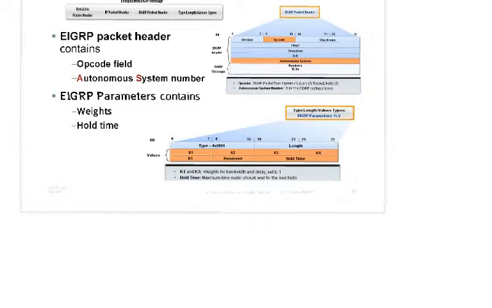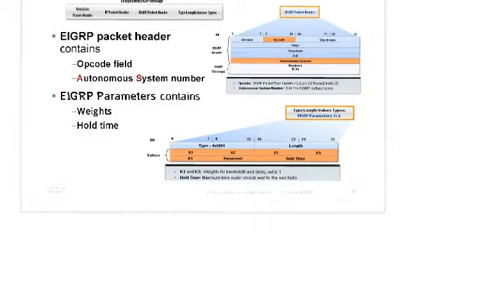So we all know what the meaning of autonomous system. Okay, so autonomous system as a concept talks about or represents the group of routers which are controlled by a single authority. However, the autonomous system number is totally different. The autonomous system number as a field in the packet header indicates the EIGRP process ID.